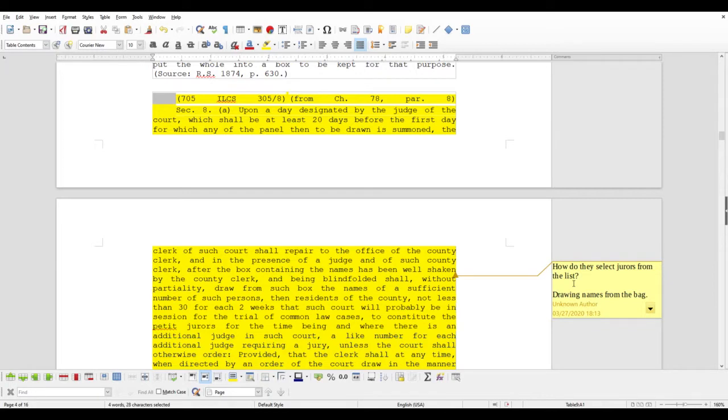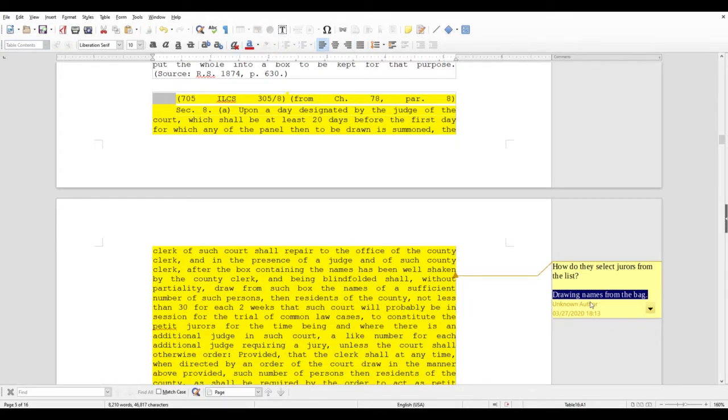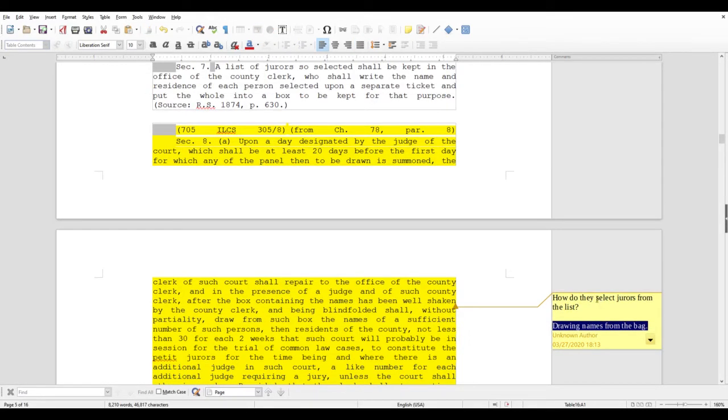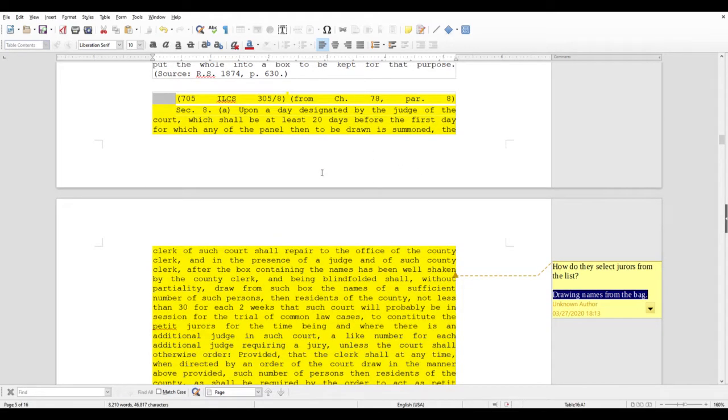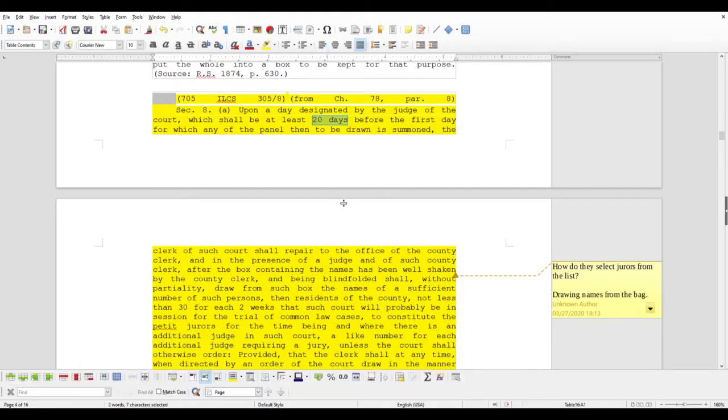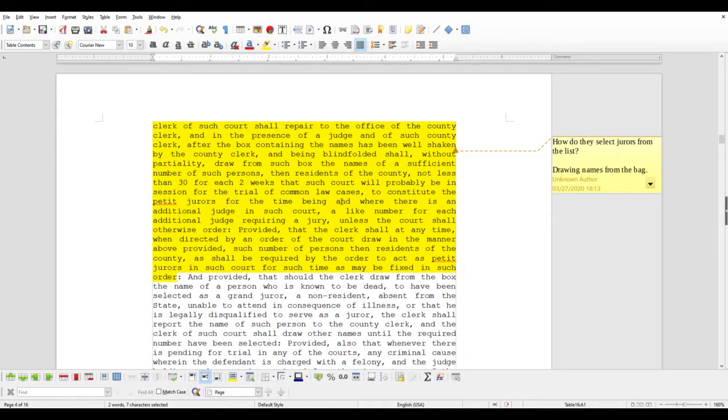How do they reduce the number of people on this list and figure out who they're actually going to get to come in, right? And I'm just going to give you a hint. They basically draw names from the bag, right? That's the gist of it. So I really don't need to read all this to you, but basically they get together at least 20 days before the actual trial, and then they draw out all the names, and basically from there they reach out to people and notify them, right? Which we're going to talk about later.